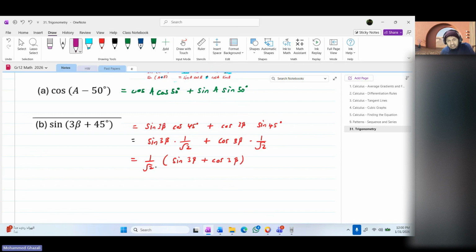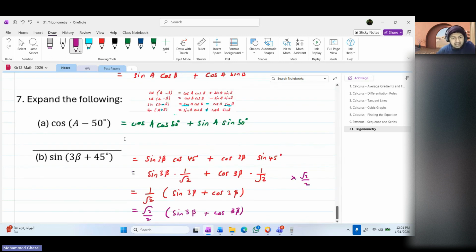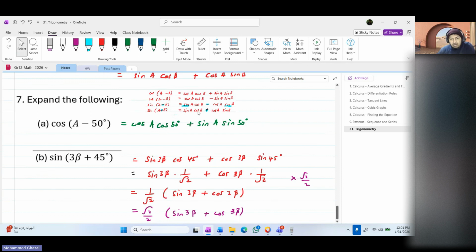All right. And we can change the 1 over root 2. We can say multiply by root 2 over 2, to root 2 over 2 into sine 3 beta plus cos 3 beta. What have I done here? I just used a formula directly. What is sine of a plus b? Sine, cos, cos, sine. First angle, second angle.